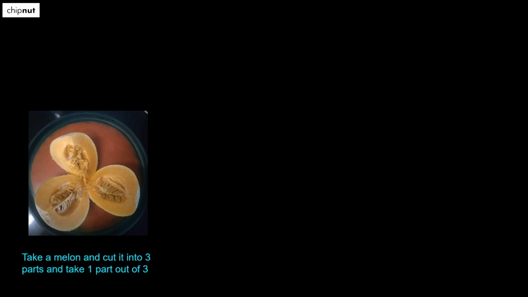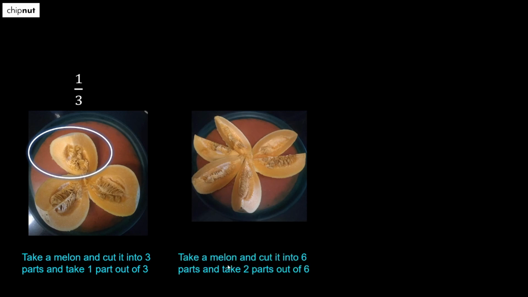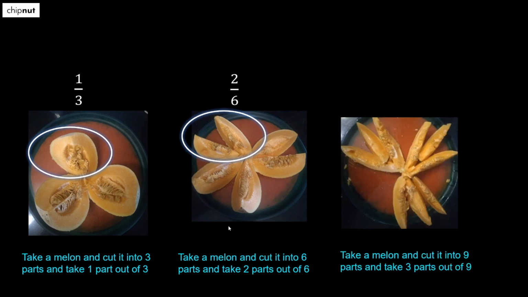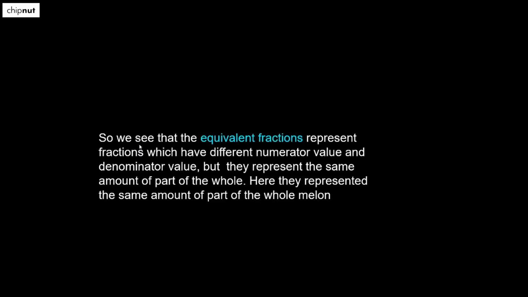Now let us take a melon, okay? Let us divide it into parts. We divide it into 3 parts and we take one part of it. How do we represent it? 1 out of 3. We made further parts of it and we got 6 parts and we represented it as 2 by 6. We made 9 parts and we took 3 parts and we represented it as 3 by 9. But if you see, though the fractional representation is different, the quantity which it represents is the same, and hence this is called equivalent fractions.